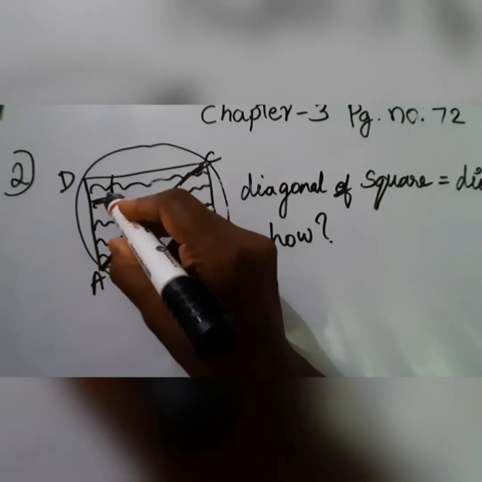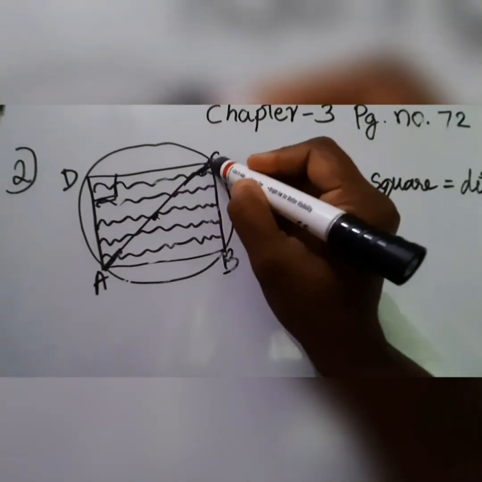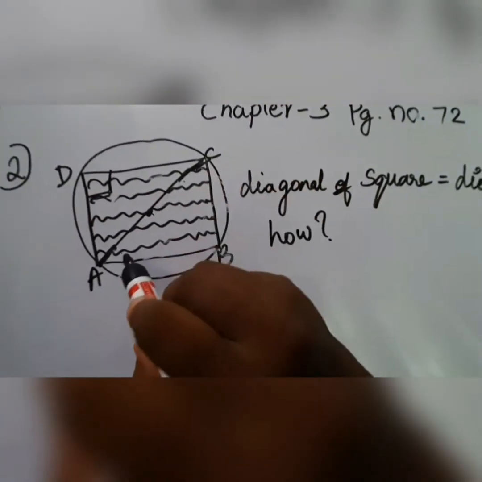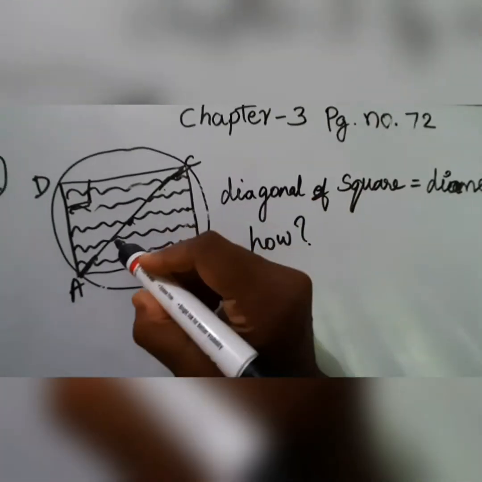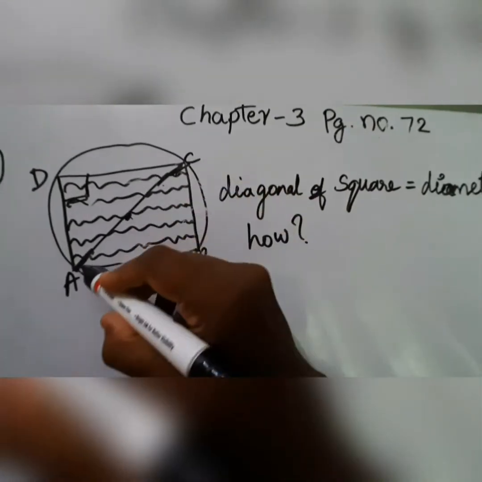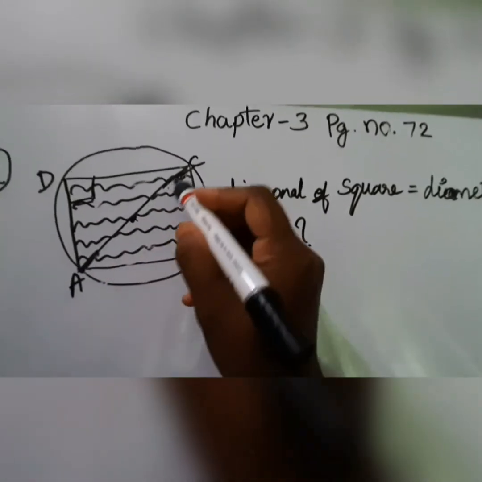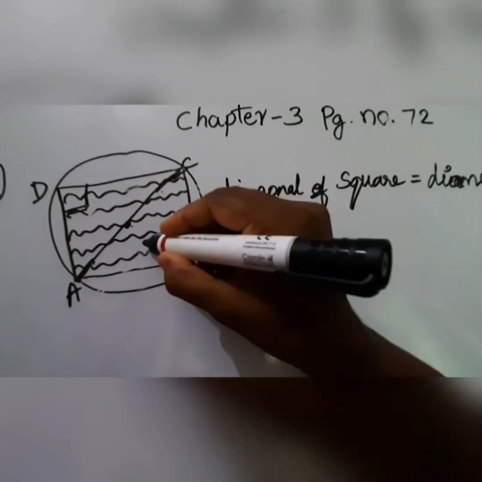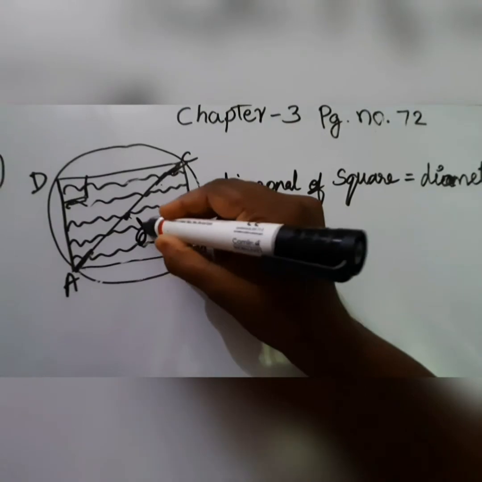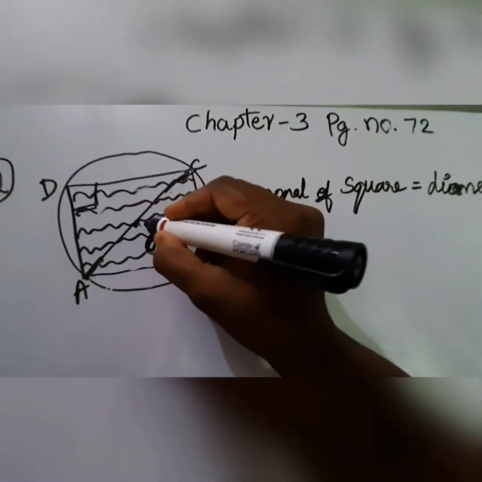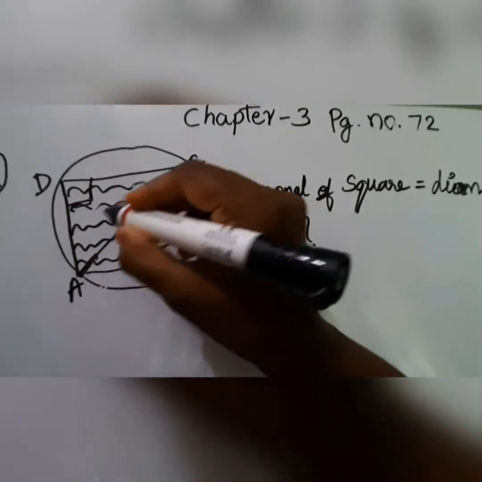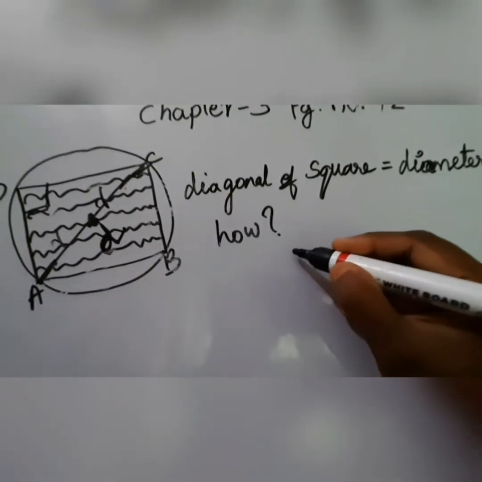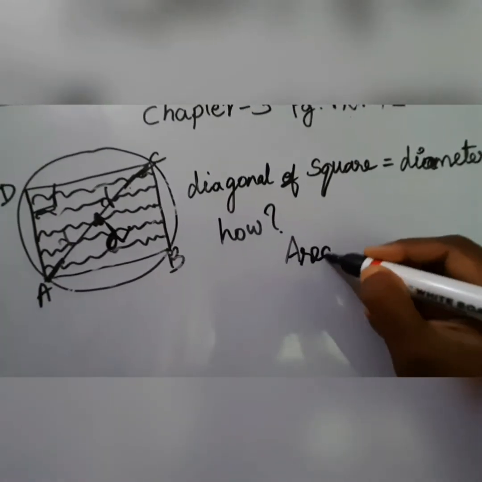If it is 90 degrees, that means this line AC is a diameter of the semicircle. It lies in a semicircle. That means the diameter of this circle is the same as the diagonal of the square. Diameter or diagonal, both are the same. This is the midpoint, so this is R, radius, and this is also R.